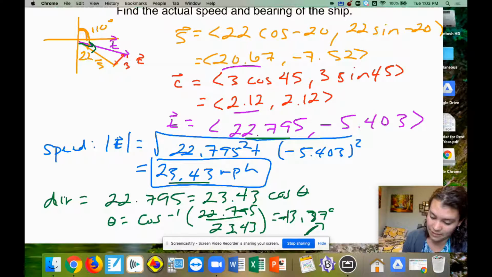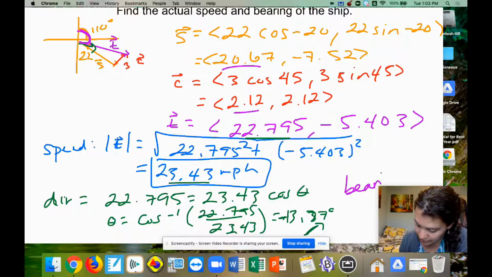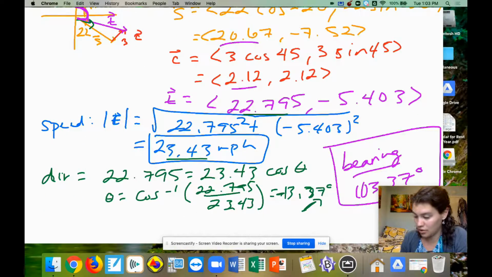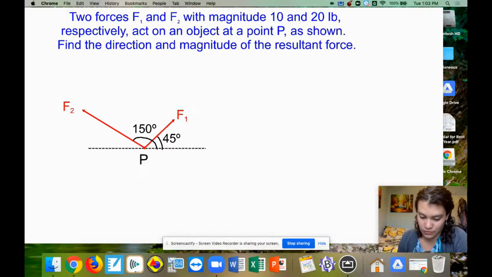And then last step is to find the bearing. So if I'm down here, I'm going to add 90 to that to get the bearing. So the bearing is then 103.37 degrees. Move it up a little bit. And there you go.